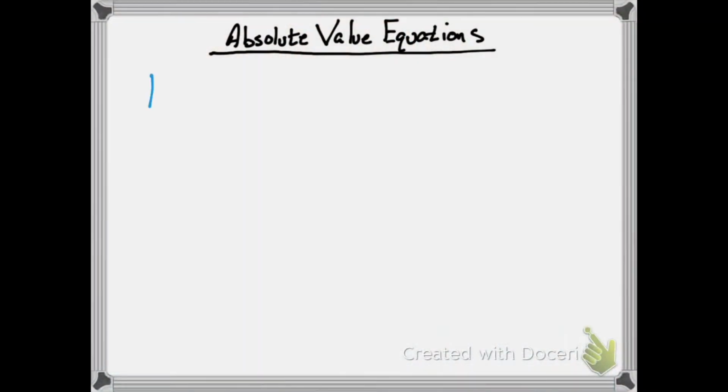To understand absolute value equations, let's look at a simple example first. Just the absolute value of x is equal to 5. What are the possible solutions? Well, certainly 5 works. The absolute value of 5 is 5. But also negative 5 works. The absolute value of negative 5 is 5.